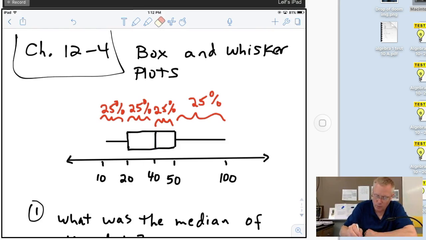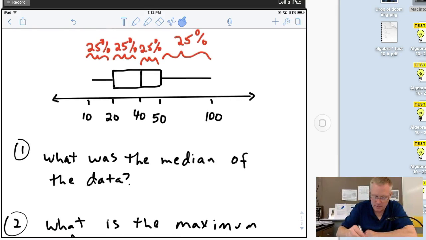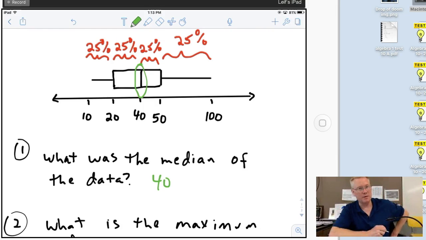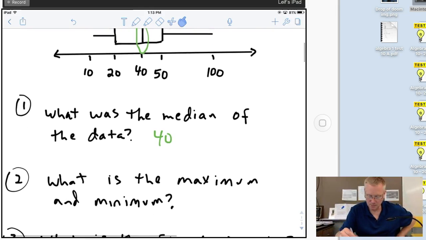And I'm going to get more into this right now. So I wrote down a couple questions. What's the median of the data? Well, the median would be that line right there in the middle of the box, or it's not always in the middle, but it's rough. This one happens to be close, which means that's 40. 40 whatever. I didn't specify what this data is. It could be test scores, hopefully not if the median's 40, but you get my idea.